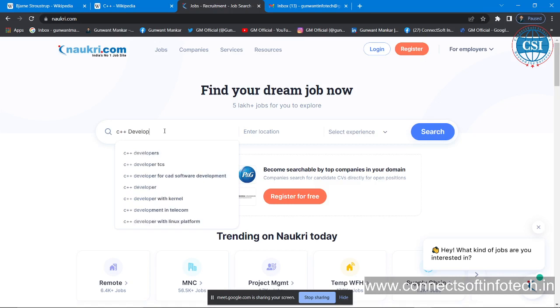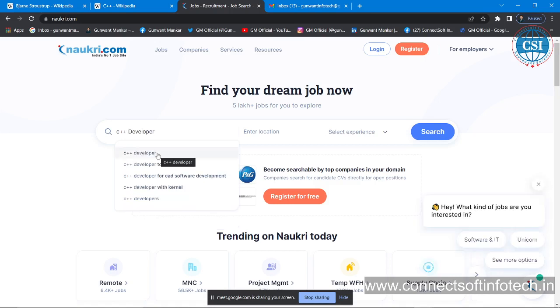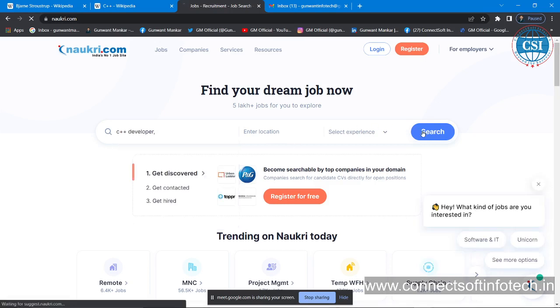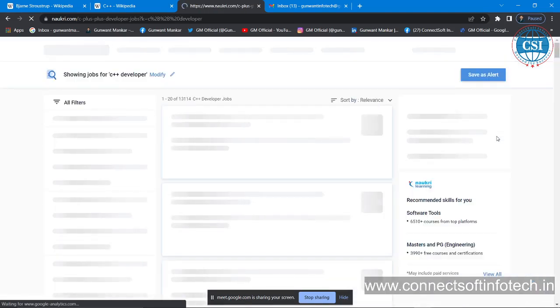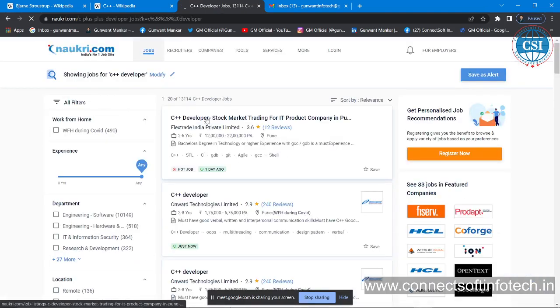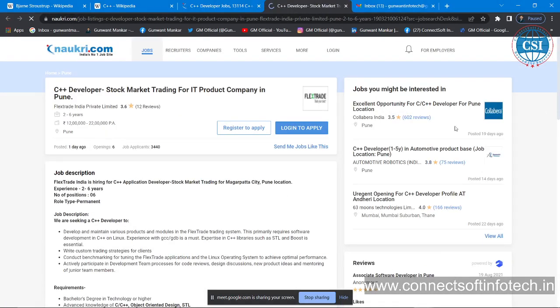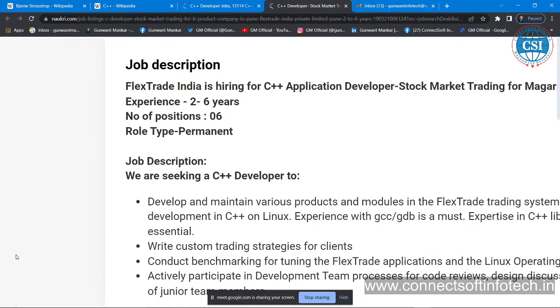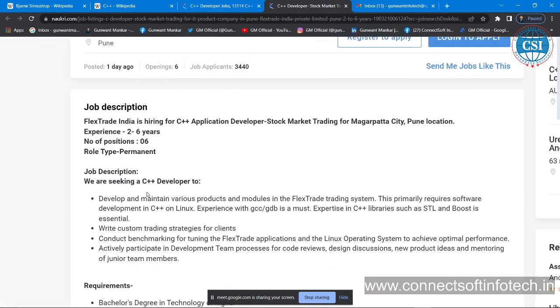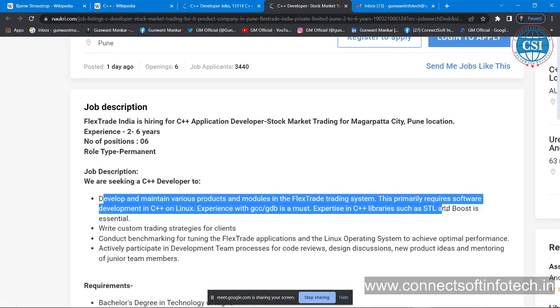Okay, what requirement am I going to write here? C++ developer, I am going to search for a job. For the C++ developer, stock market, something is there. Okay, now you can see here the job description, what they require: develop and maintain the various products and modules in the flex trade trading system.